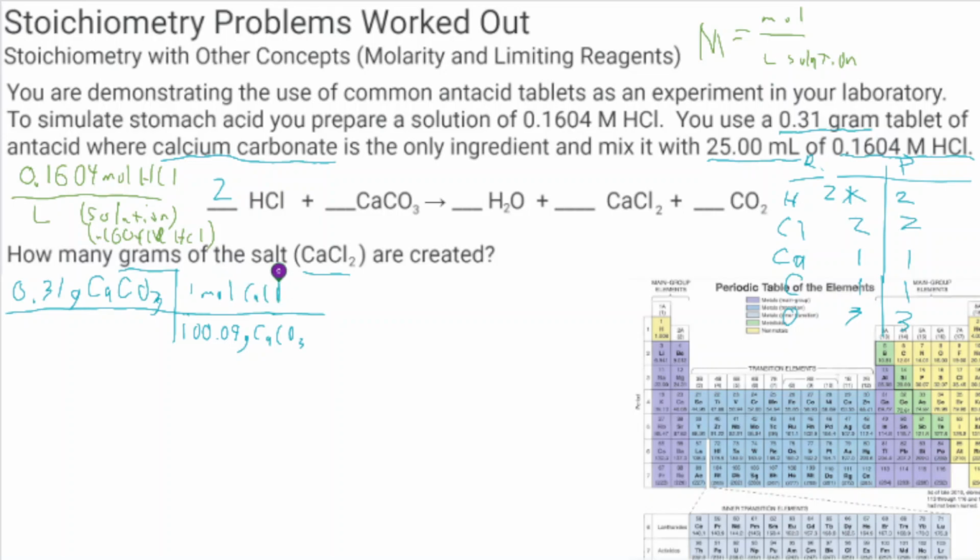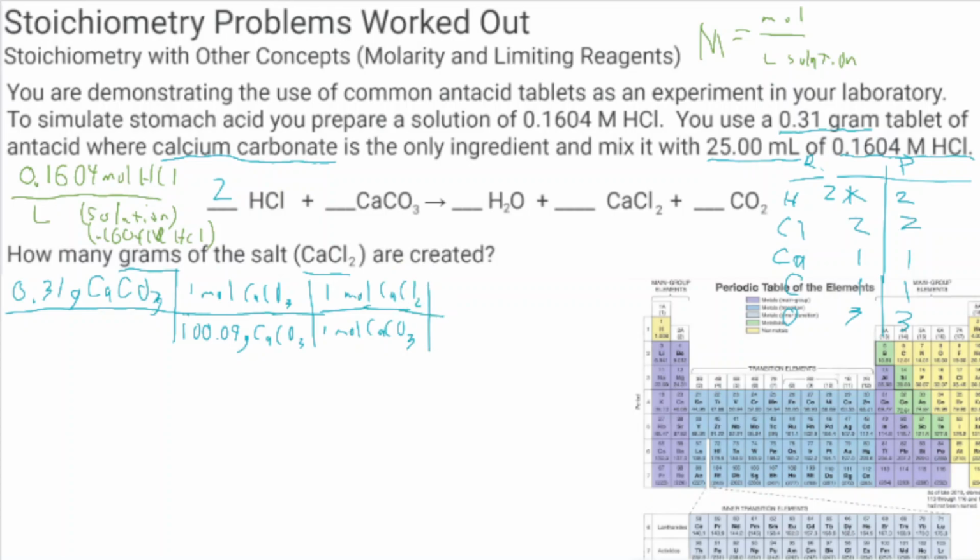Now that we're in moles of calcium carbonate, we can look at our chemical reaction. We see that for every 1 mole of calcium carbonate, we make 1 mole of calcium chloride. So it's just a 1-to-1 ratio. So we're going to write 1 mole of calcium carbonate is equal to 1 mole of calcium chloride.